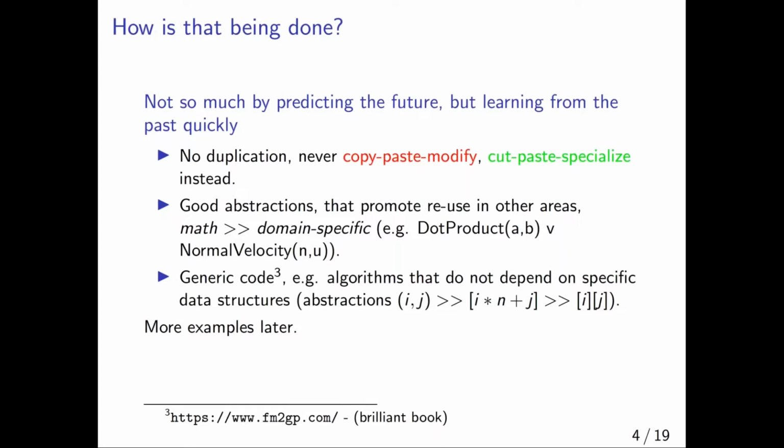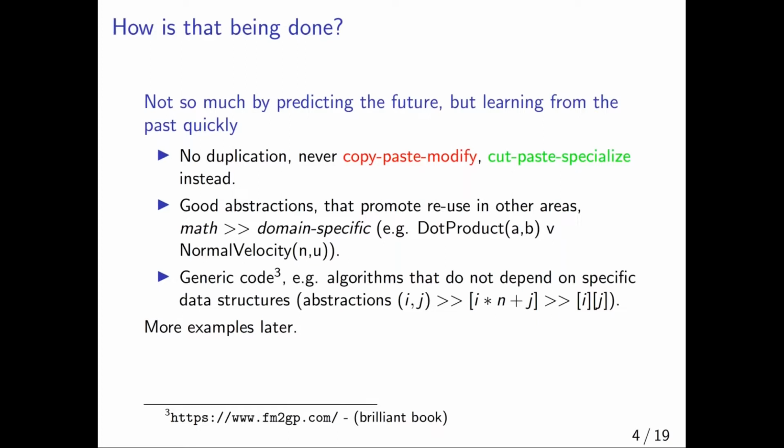So for example, if you have some math abstraction, that's much better than a domain-specific thing. For example, a dot product versus computing a normal velocity. It's the same operation, but it makes for reuse instead of duplicating the implementation of that.